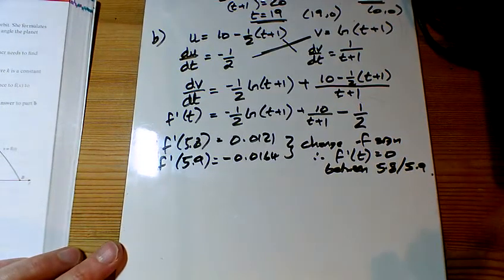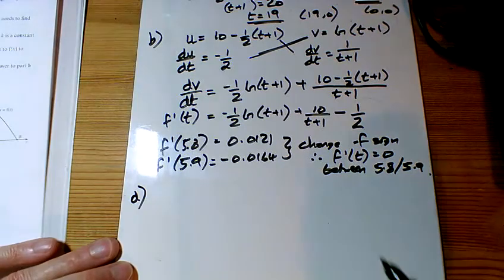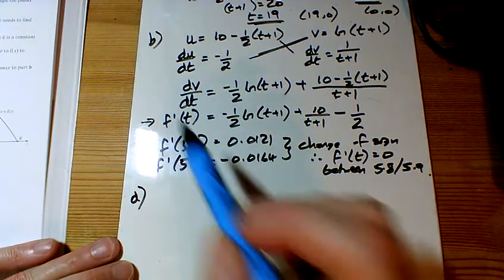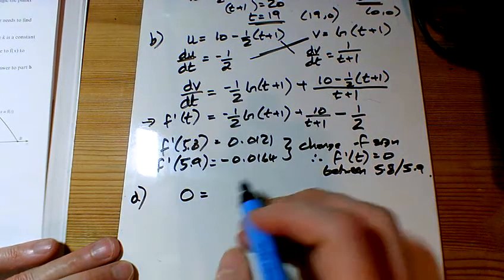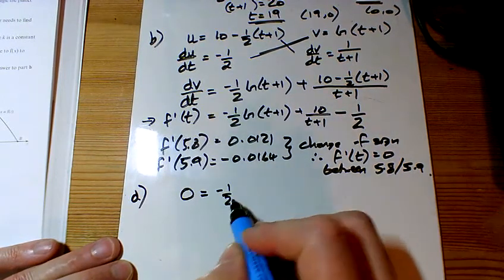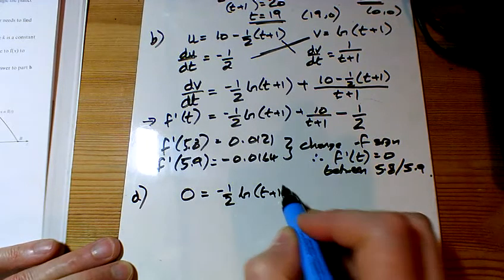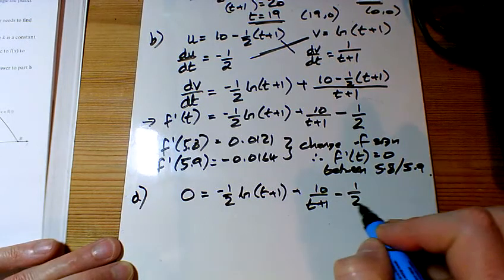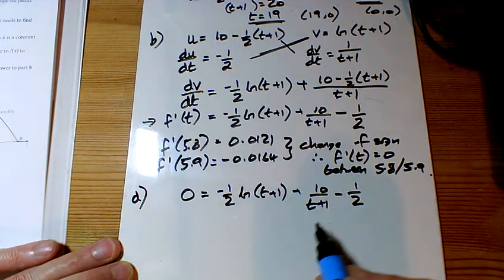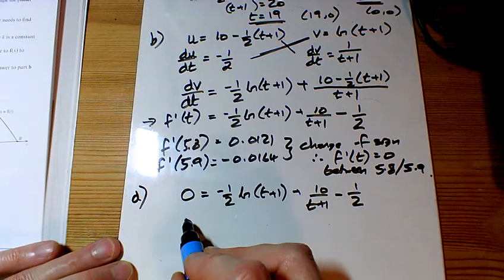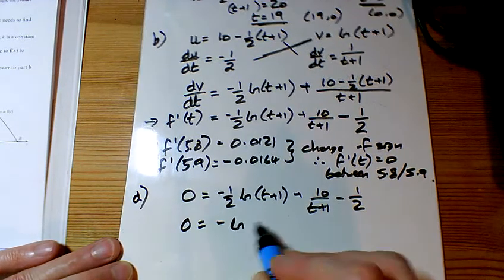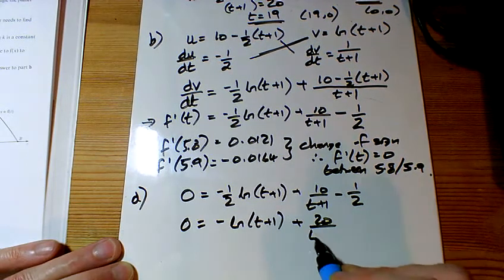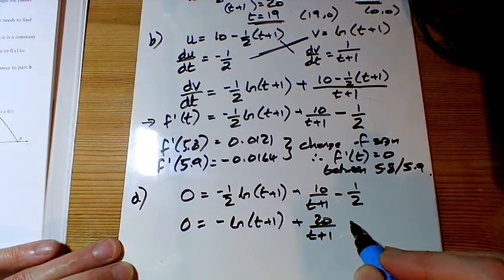Are they going to ask us to Newton Raphson this now? No, we're not Newton Raphson-ing it, thank heavens for that, because that would be differentiating again. What we are doing is putting 0 in here and going to algebraically rearrange this. Let's times it all by 2. Why am I doing that? I can see there's a 20 in there. So I've got minus the ln of t plus 1 plus 20 over t plus 1 minus 1.